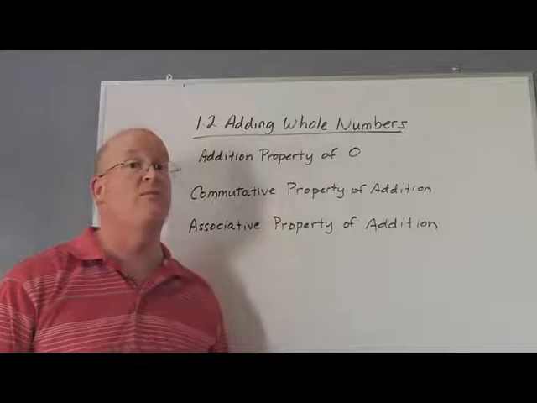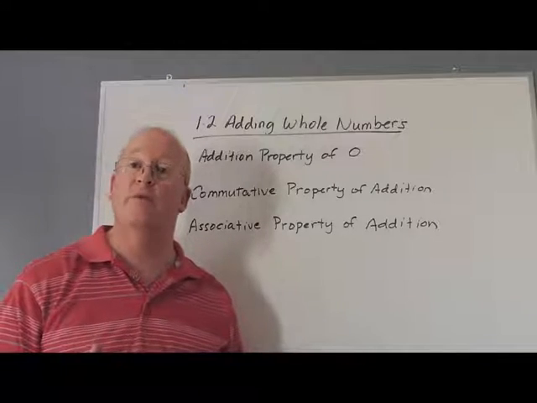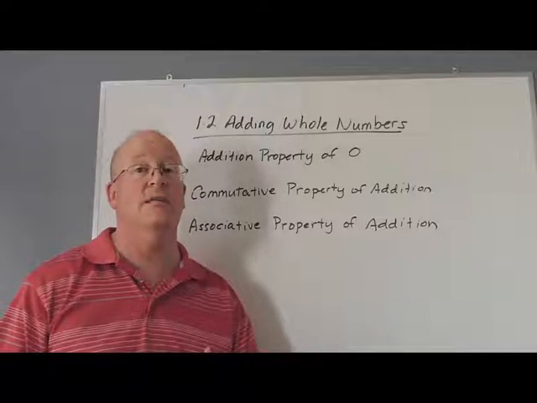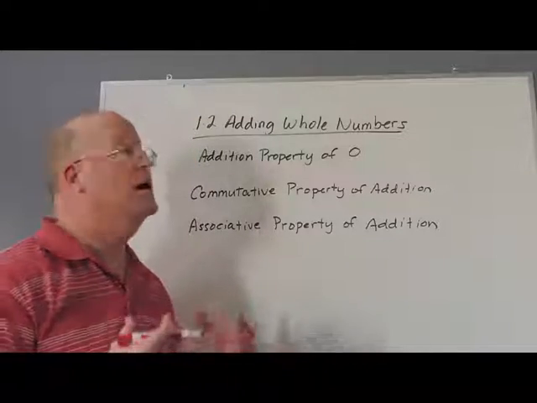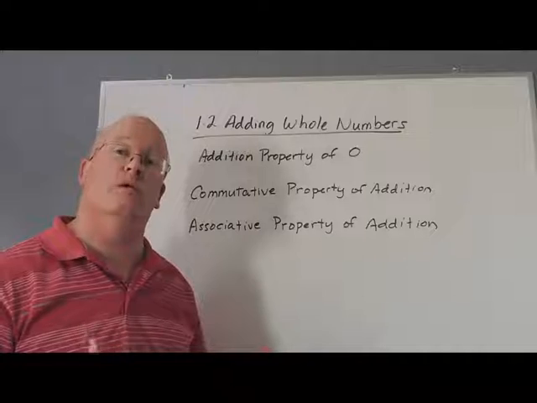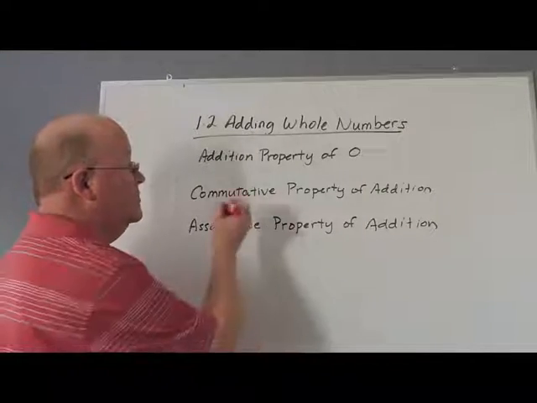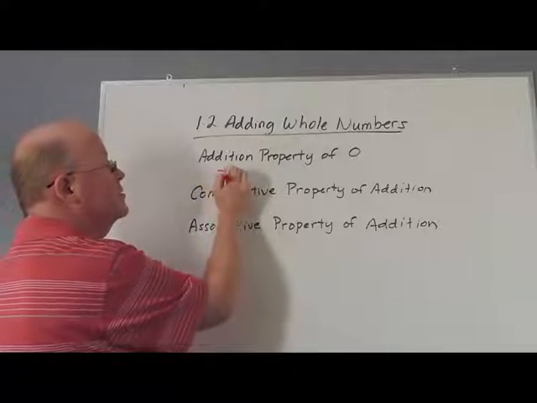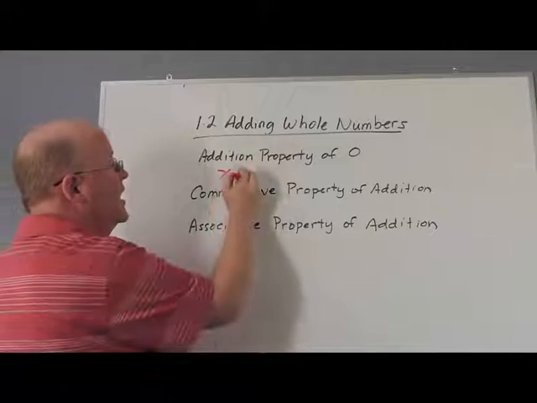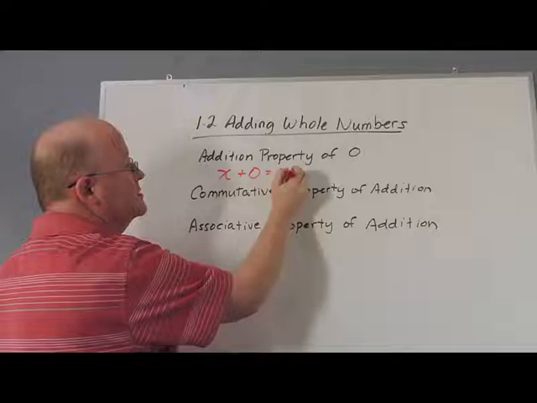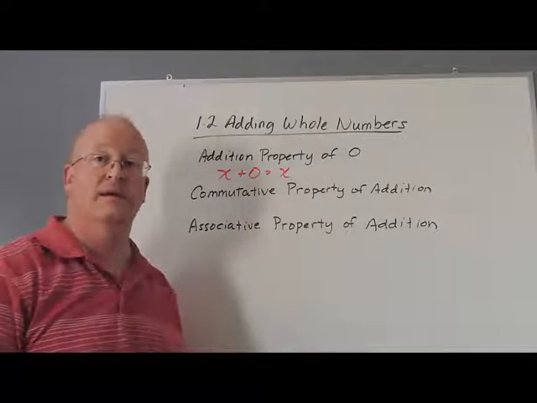Now let's look at a few properties of addition. They may seem rather basic, but we want to describe this and have this vocabulary understood and part of our working vocabulary. The first one is the addition property of 0. That basically says if you have any number, which I'll call x, and you add 0 to it, you basically get back to x that you began with.